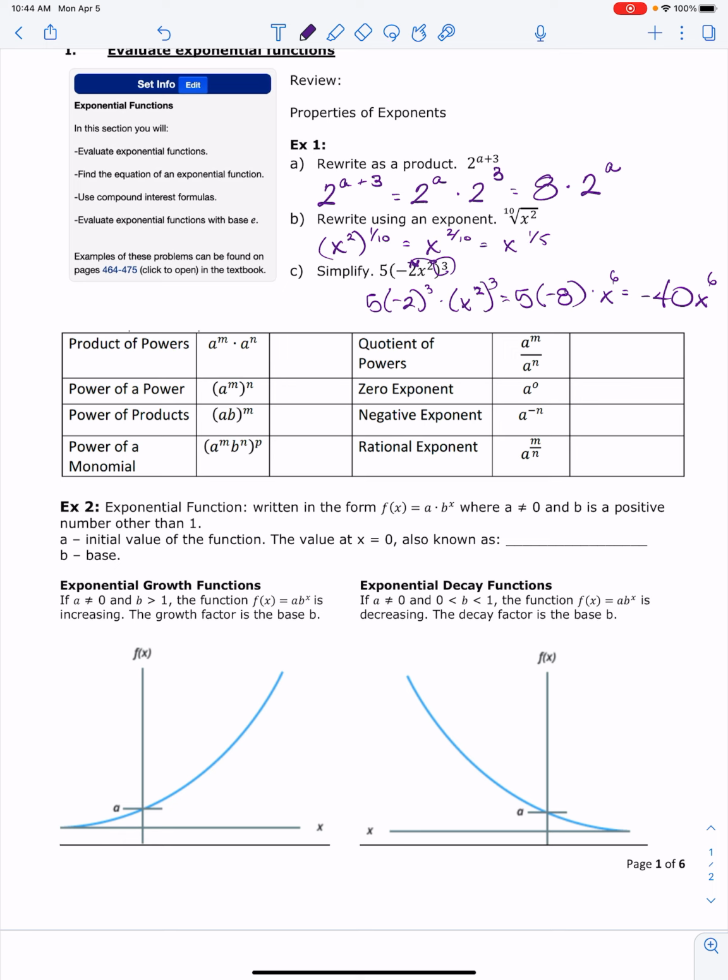So just to write these out, if I am multiplying two numbers that have the same base, we add the exponents. When we raise a power to a power, we multiply those exponents. If we are taking the power of a product, that exponent has to apply to both parts of the product. And we can combine the two above.